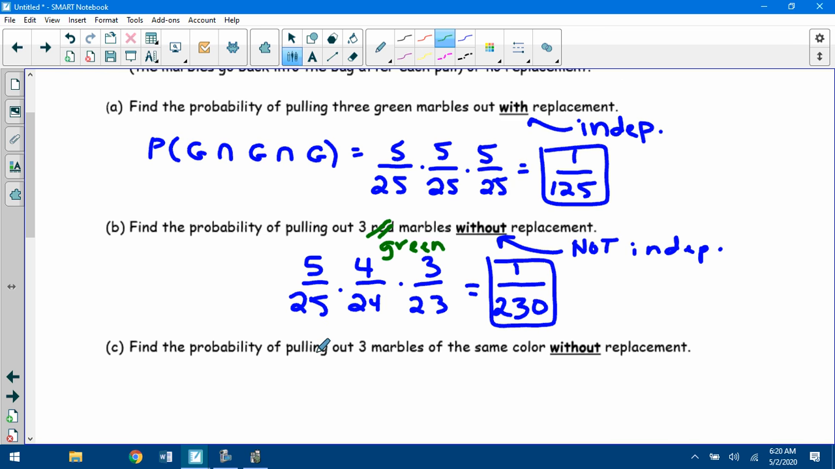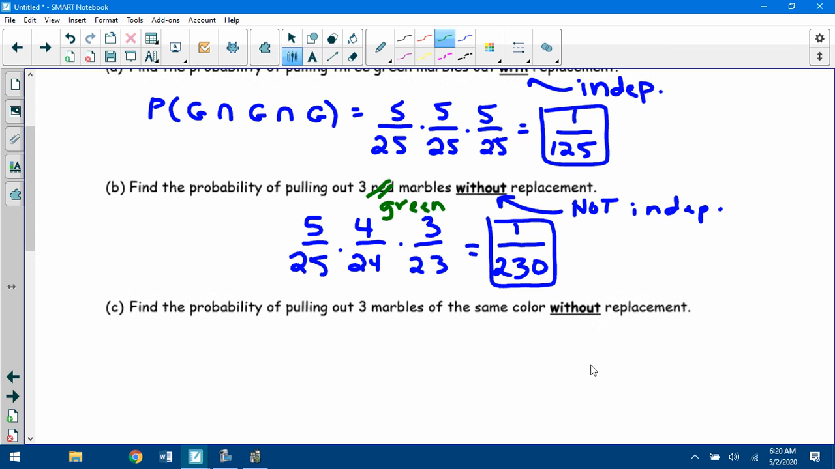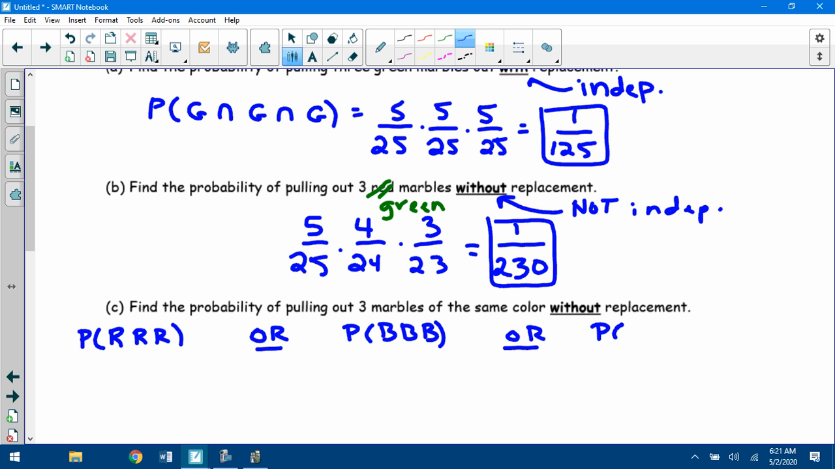And the probability of pulling out 3 marbles of the same color without replacement. So again, not independent. This one's a little trickier. This would be the probability of red, red, red, or the probability of blue, blue, blue, or the probability of green, green, green. So I have to find all of these and then add them together.